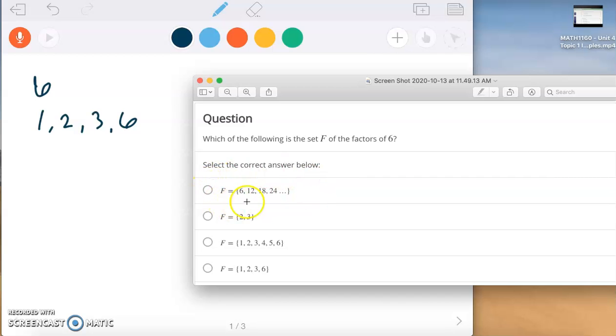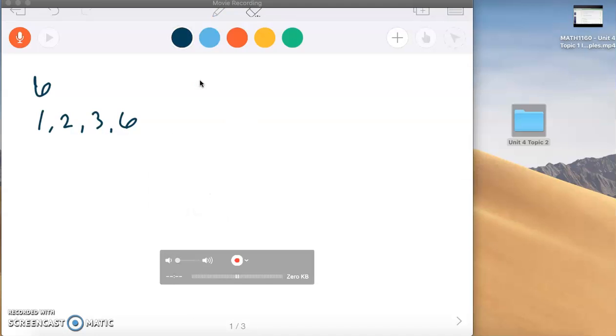Obviously, this is not it. This is there to confuse you because those are multiples of 6. This is some of it, so that'd be like a subset. That's not what we're looking for either. Here we have all the numbers, but notice 4 and 5 are there, but those are not factors, so that means that this last one right down here is our answer. F is equal to the set with 1, 2, 3, and 6. Those are all the factors of 6. All right, that's the third example.